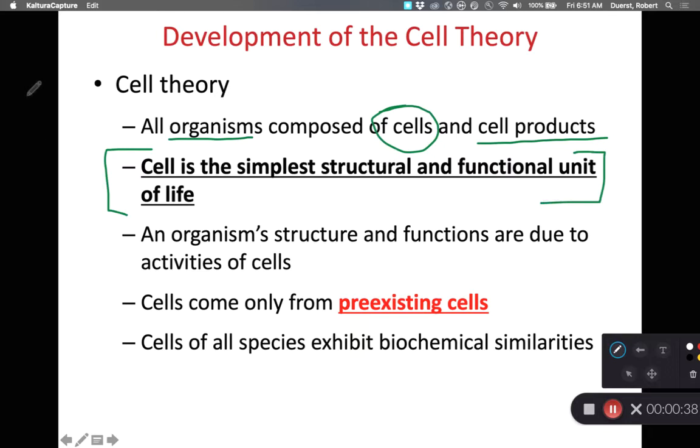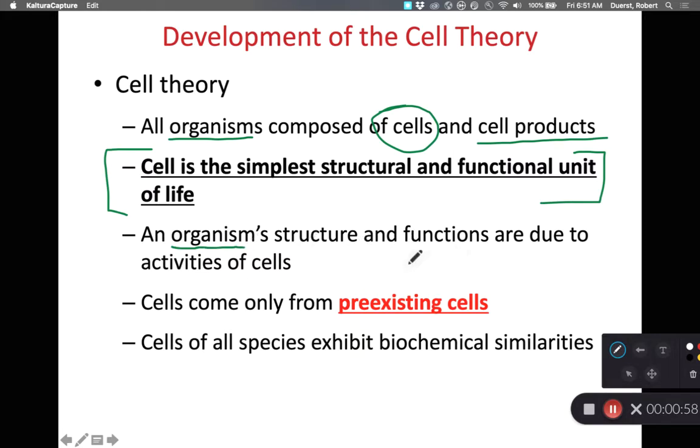If it's smaller than a cell, it's not alive. If it's something that goes inside of the cell, it's too small to be alive. If it's a cell or bigger, it can be living. Doesn't necessarily have to be living, but it may be living. As we think of an organism, the organism we focus on in this class is the human being.